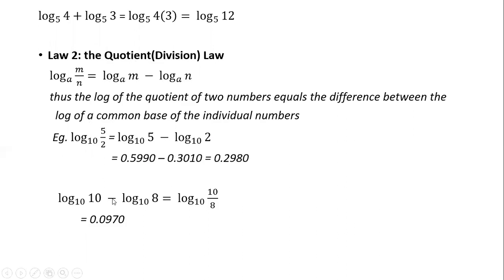Now let's move on to log base 10 of 10 minus log base 10 of 8. Now you have the common base 10 here, so you bring the log base 10 out. And since you are subtracting, then you must divide the numbers. So we become log base 10 of 10 over 8. And the answer will give us 0.0970.